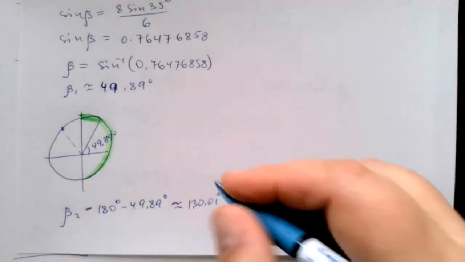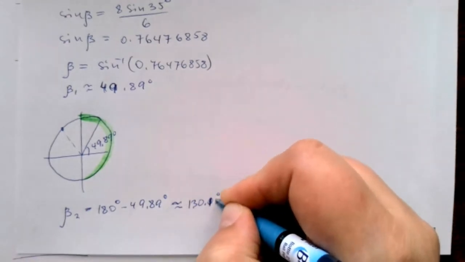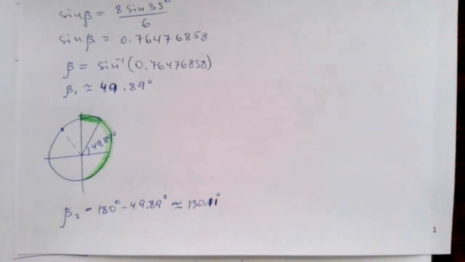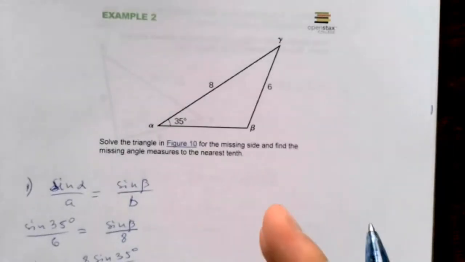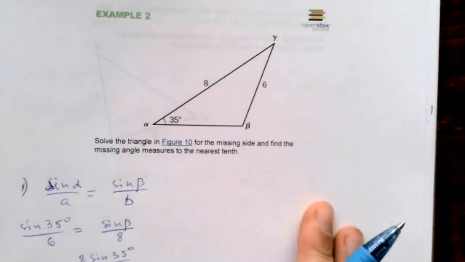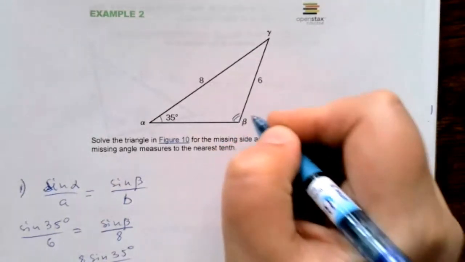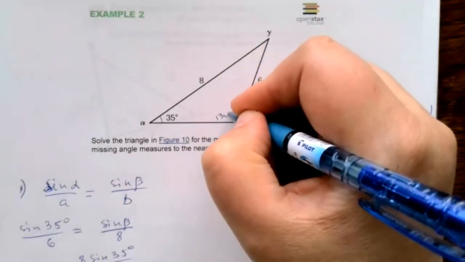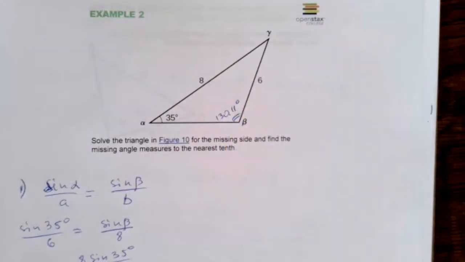I'm sorry, it's 130.11, not 0.1. There you go. All right, so how does that look? When we look at this picture, we see that beta is actually an obtuse angle. So in the picture, it's not 49.89 degrees, it's 130, right? So right here, it's 130.11.